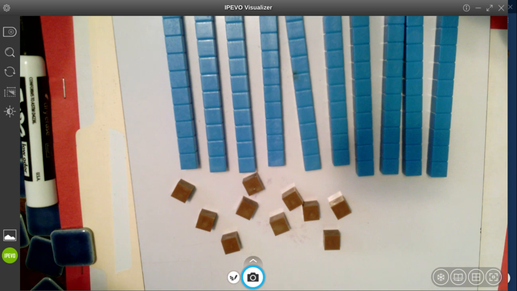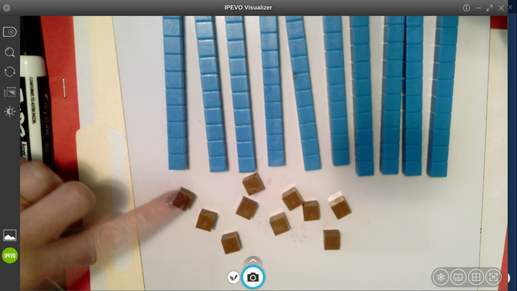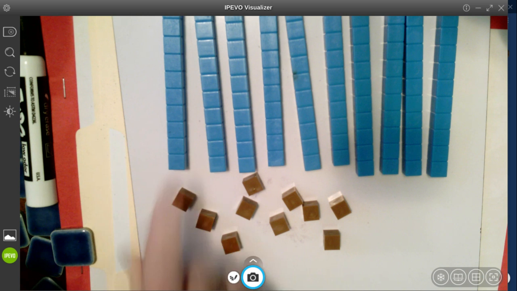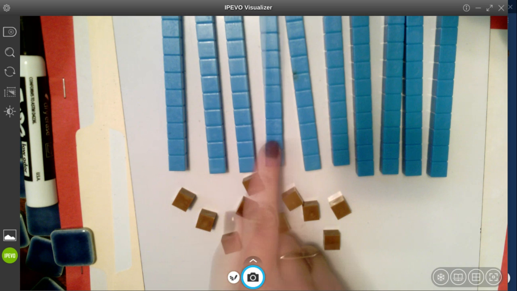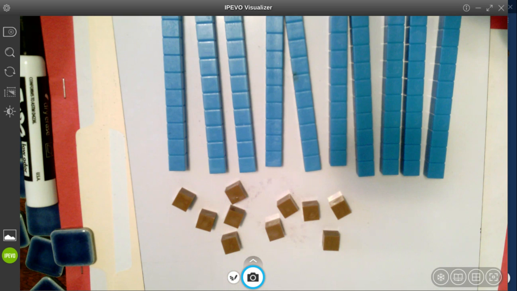So if you can go ahead and gather these objects, we're going to be working on creating numbers and showing it with our longs or our rods and our little units. Okay, go ahead and get out 10 of your longs, and then you're going to need 10 littles or your little units. And come on back with me.